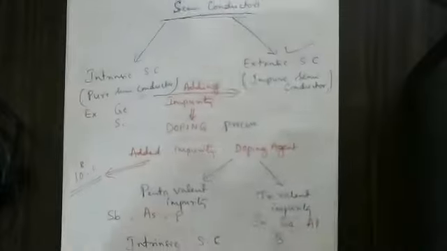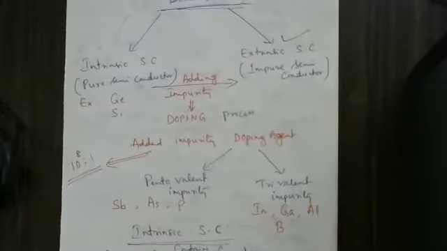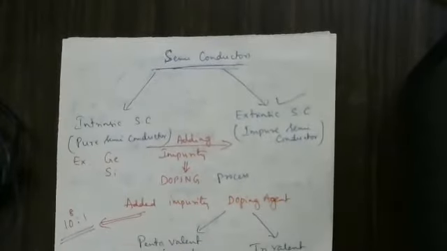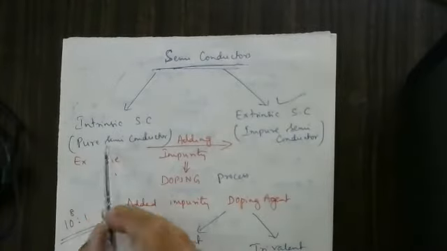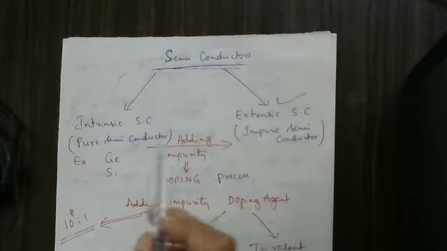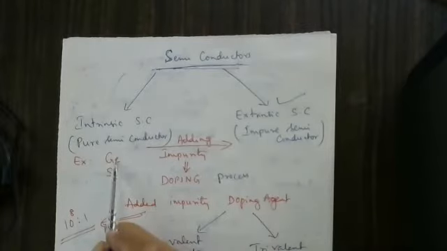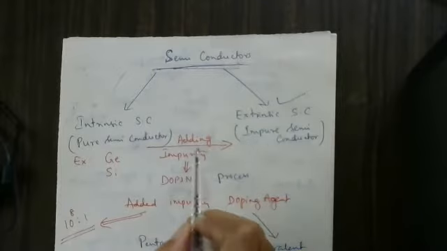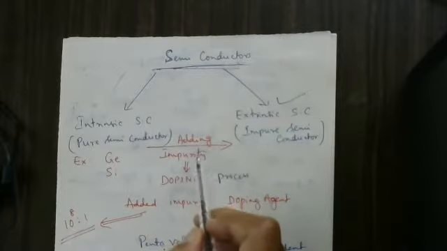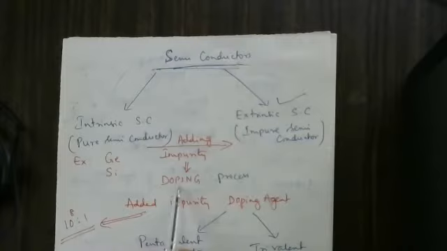This is whatever in the previous class has been covered. Semiconductors: there are two varieties of semiconductors, intrinsic (pure) semiconductors and extrinsic (impure) semiconductors. A pure semiconductor, either germanium or silicon, is a good example. And if you want to convert it into an extrinsic semiconductor, we are supposed to add some amount of impurity. The addition of impurity is called doping.